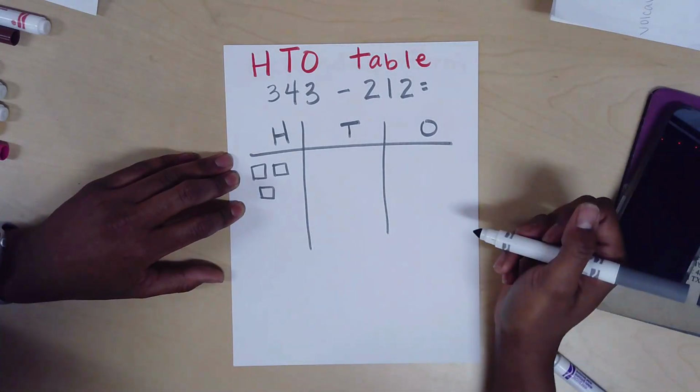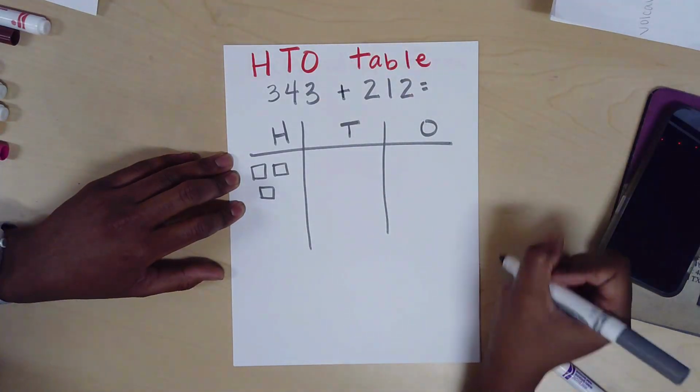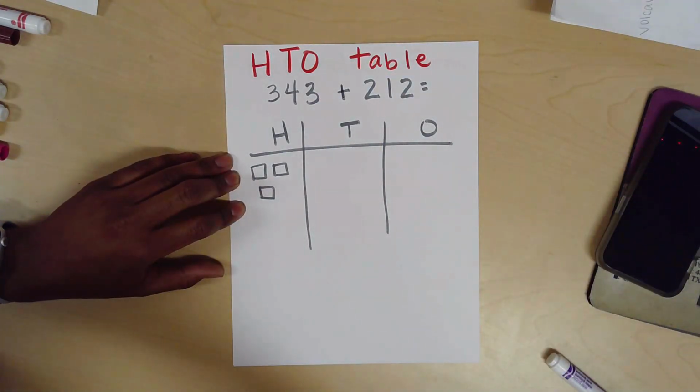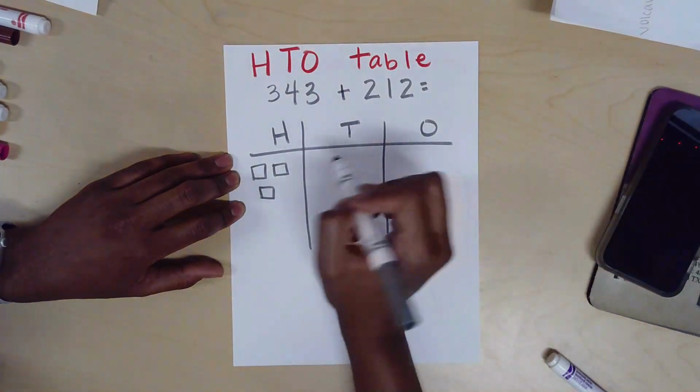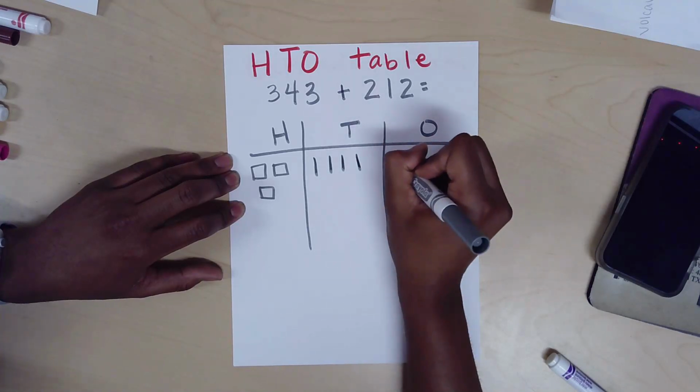So I'm supposed to be doing addition. That's funny. There you go. We did subtraction today in class. So anyways, sorry, it's late. 343.